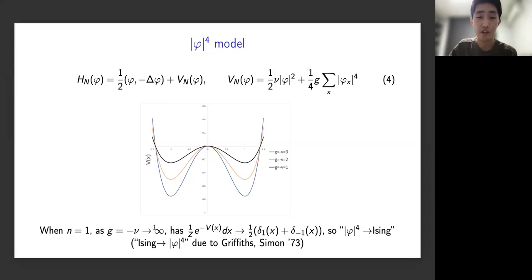The other direction is also true, and that the phi-4 model can be obtained as a limit of the Ising model, which is a result due to Griffiths and Simon. So in this sense, phi-4 model and the Ising model can be obtained as a limit of each other. So you can expect what holds for the Ising model to hold for the phi-4 model and vice versa. And that's the primary reason why phi-4 model and the Ising model are in the same universality class.